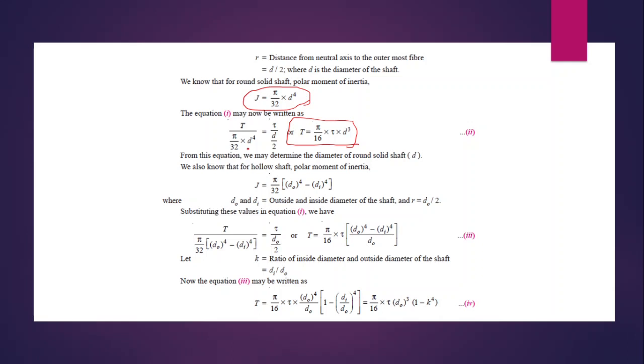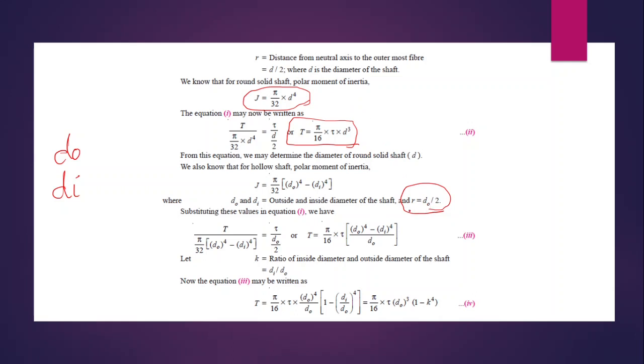Then when the given shaft is a hollow shaft having outer diameter dO and inner diameter di, the polar moment of inertia J is equal to pi by 32 into dO raised to 4 minus di raised to 4. This is the polar moment of inertia of a hollow shaft. Here dO and di are the outside and inside diameter of the shaft, and we can treat R as equal to dO by 2. R is the distance from the neutral axis to the outermost fiber, that's equal to dO by 2.